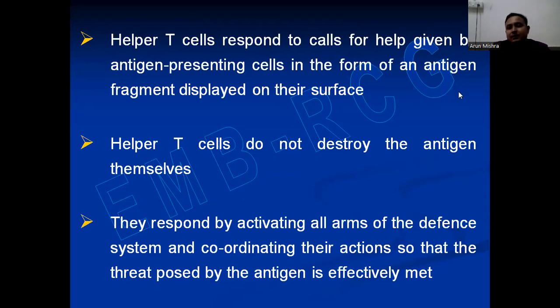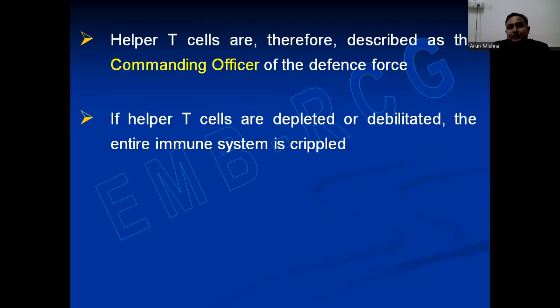Helper T cells respond to the call for help given by antigen presenting cells in the form of an antigen fragment displayed on their surface. Helper T cells do not destroy the antigen themselves. They respond by activating all arms of the defense system and coordinating their actions so that the threat posed by the antigen is effectively met. Helper T cells are therefore described as the commanding officer of the defense forces. If helper T cells are depleted or debilitated, the entire immune system is crippled.